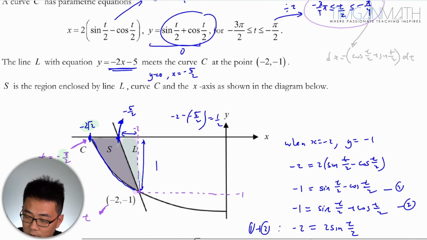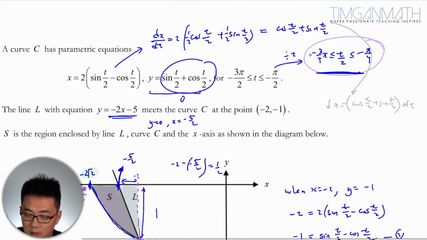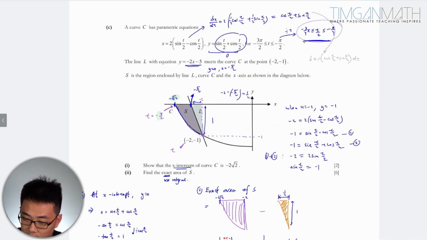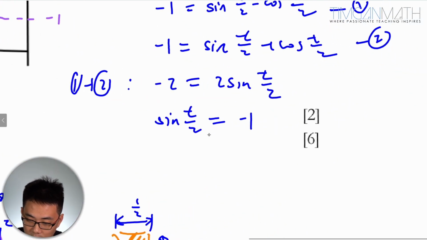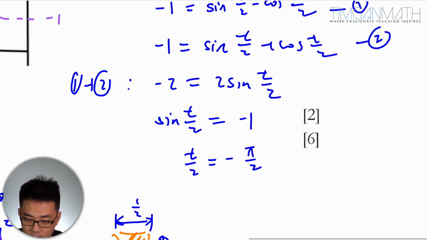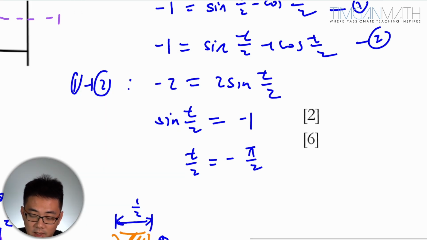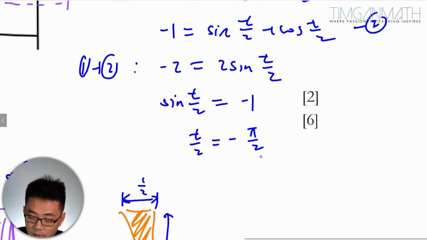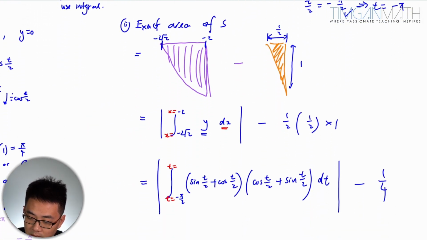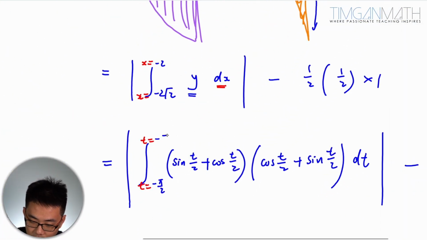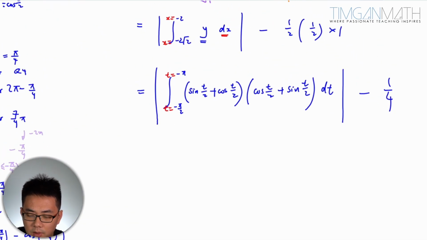Okay. Now remember, previously t over 2 is between -3/4 pi and negative pi over 4. So we inverse this, you will get negative pi over 2. So you just use your calculator, you will get sine inverse -1. You can have -90, which is negative pi over 2. So that is it. This is within the range, so t is actually minus pi. Alright, so in other words, this case here is actually minus pi. Let's take note of that.